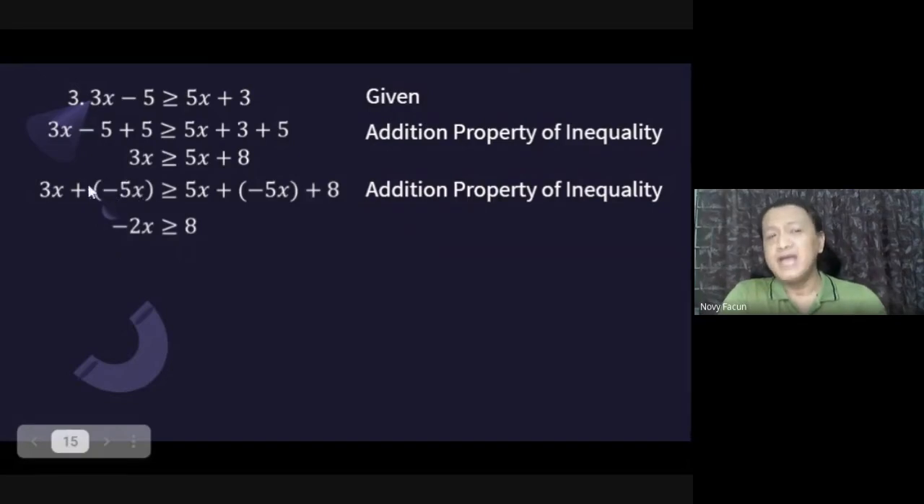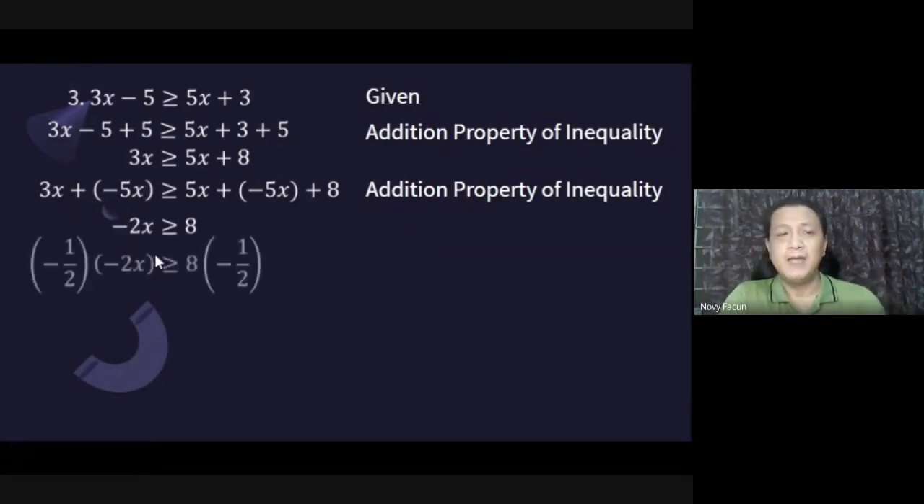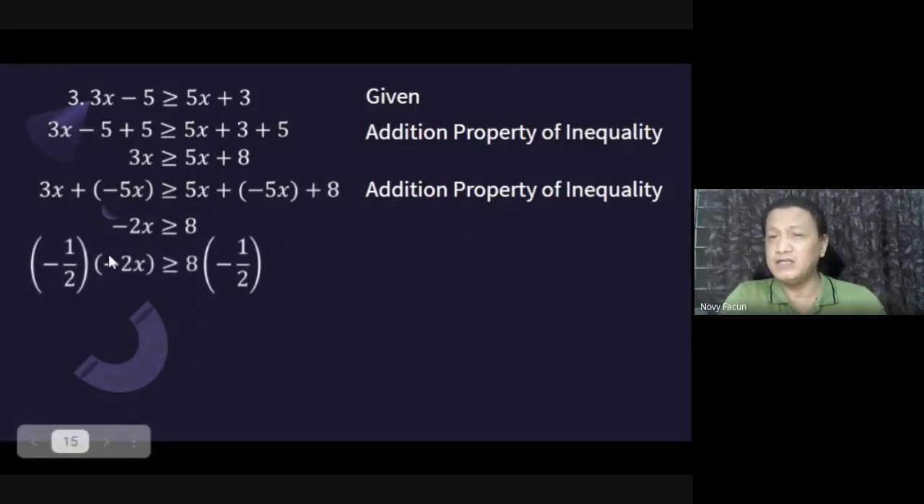Because yung negative natin dito is greater than the positive. So attach the sign. And you are going to multiply both sides of the inequality by the reciprocal of negative 2, which is negative 1/2. Cancel na yung negative 2 dyan. X na lang on the left side of the inequality.